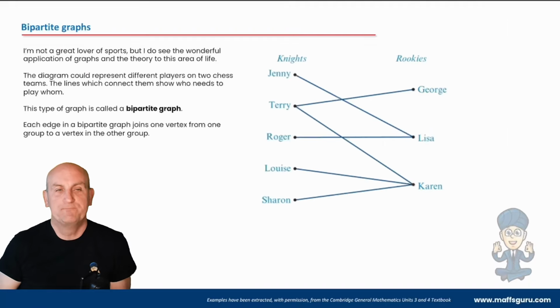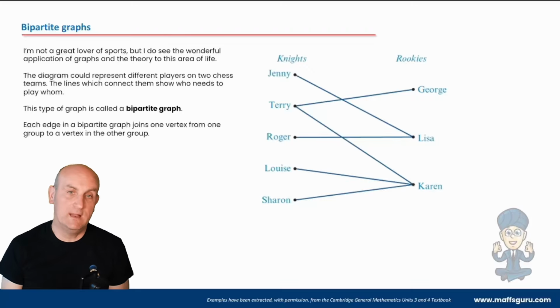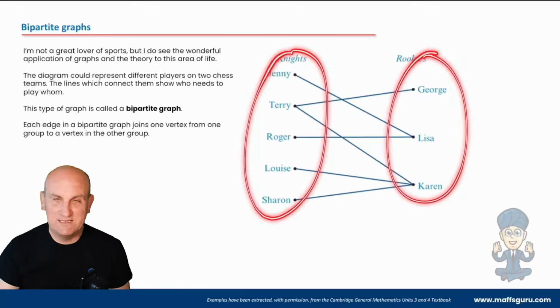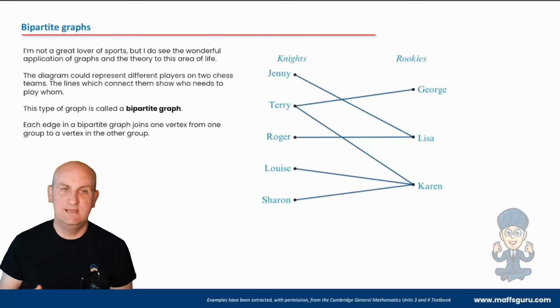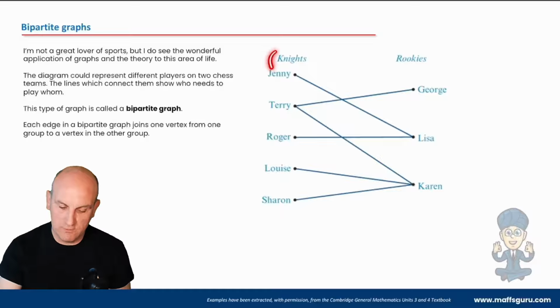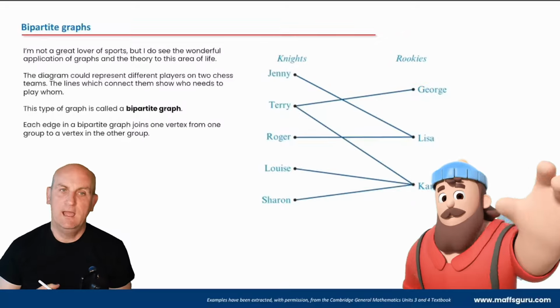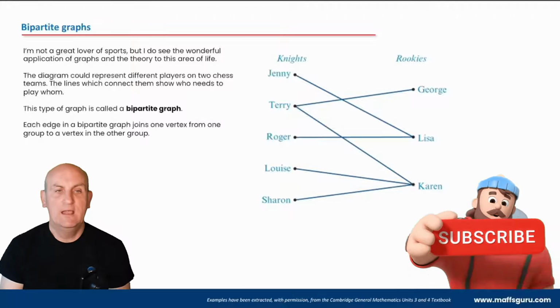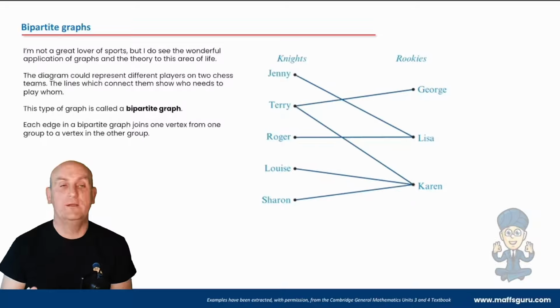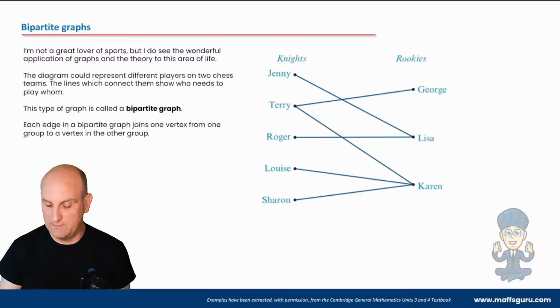Right, let's have a look. Some of the language that we're going to meet now: here, that is called a bipartite graph. A bipartite graph is where you have two sets of things that you are going to try and allocate. In this situation, you've got two teams, maybe called the knights and the rookies, or different players on chess teams. And the lines show how we're going to connect, or who is going to play whom.